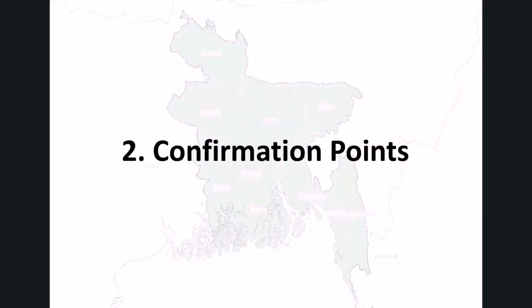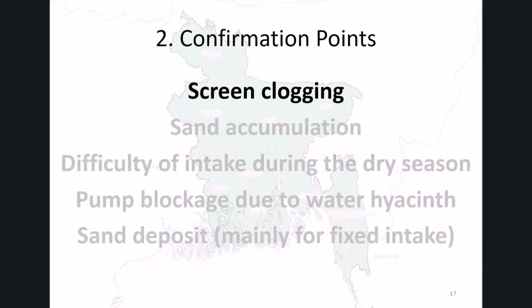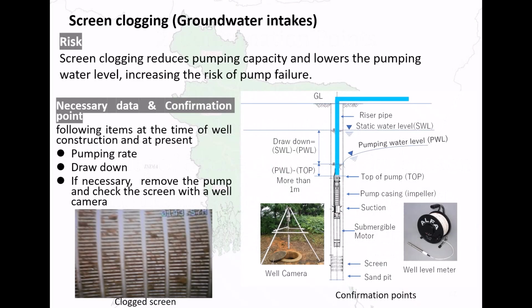Now, let's step into the confirmation points. The first confirmation point is deterioration and lifespan. Screen clogging reduces pumping capacity and lowers the pumping water level, increasing the risk of pump failure. The first necessary data is pumping rate. In case that screen clogs, it reduces the pumping rate and may cause difficulties to meet water demand.